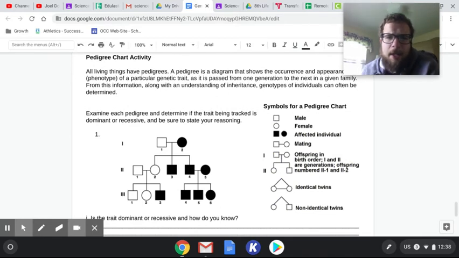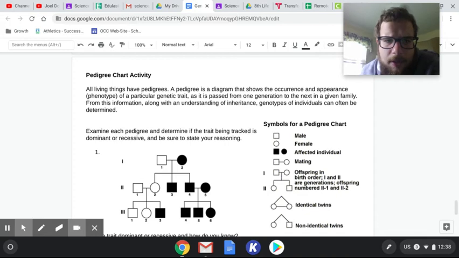All living things have pedigrees. A pedigree is a diagram that shows the occurrence and appearance (phenotype) of a particular genetic trait as it is passed from one generation to the next in a given family.